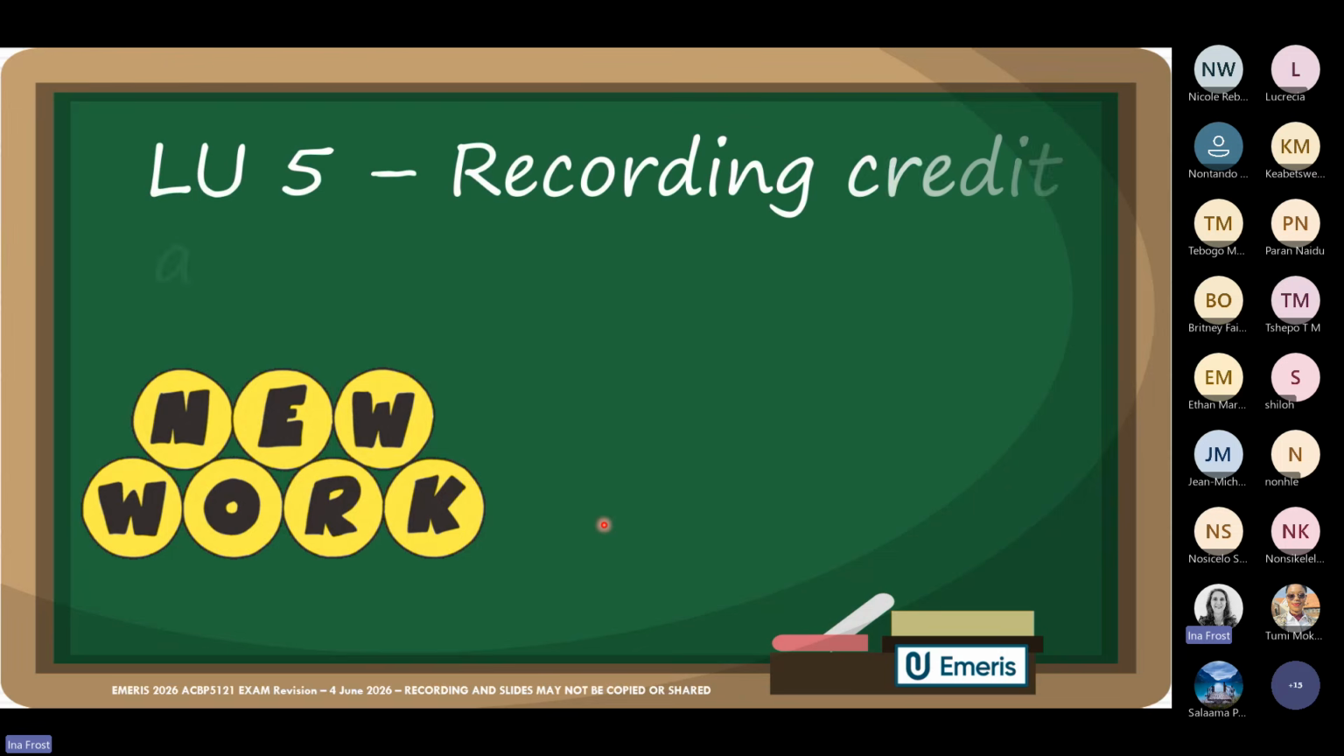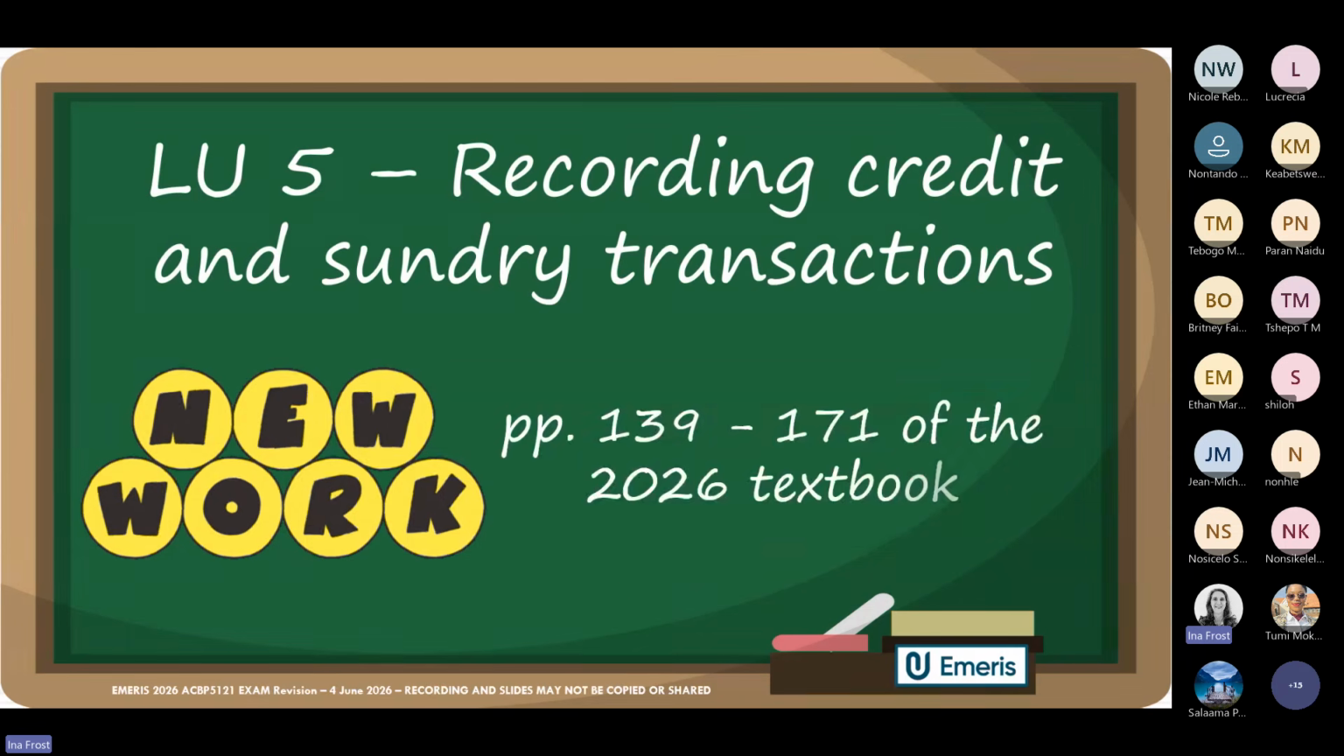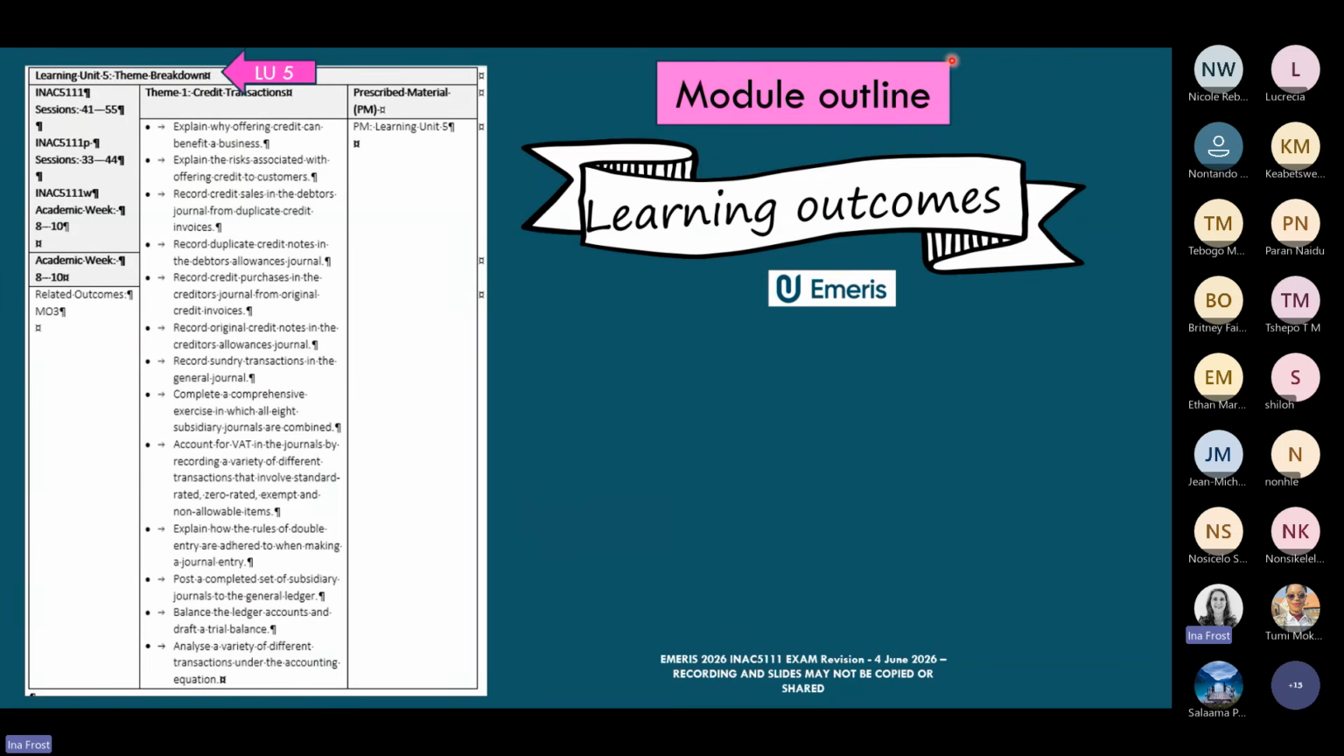But now we are going to move on to Learning Unit 5, and our focus is now going to be specifically on credit transactions and sundry transactions. In your textbook, I'm now on pages 139 to 171 of your textbook. As always, let's begin with our module outline and let's see what is expected of us in Learning Unit number 5.